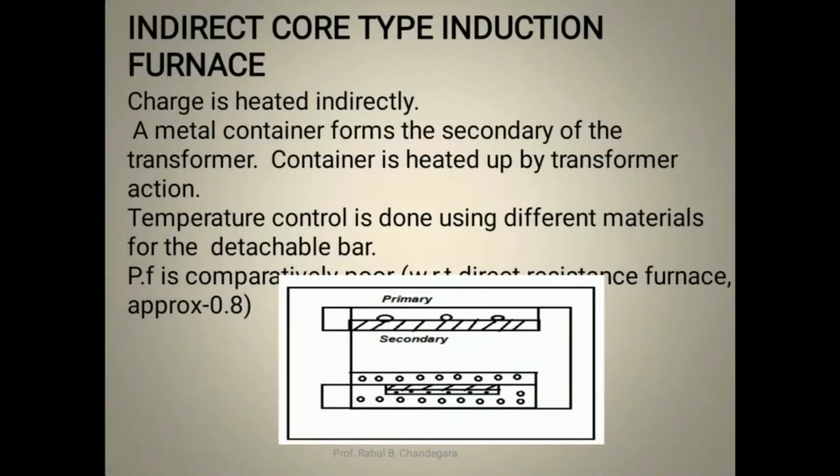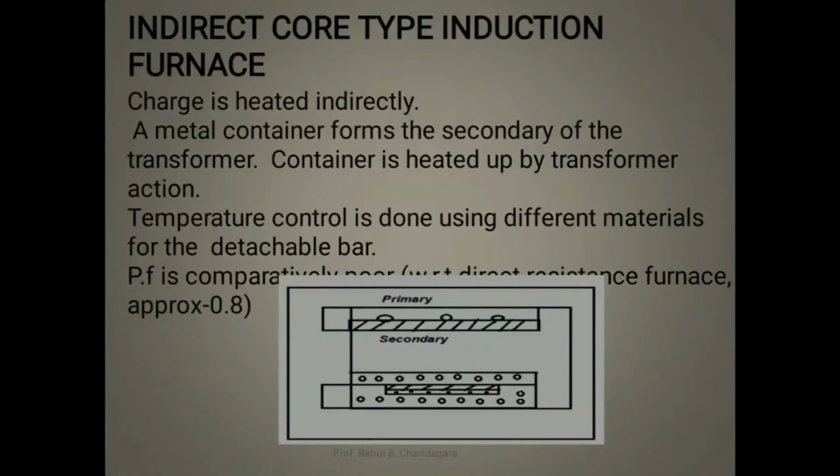The third type of low frequency induction furnace is the indirect core type induction furnace. The charge is heated indirectly, but in direct core type and vertical core type the charge is heated directly, whereas in this case the charge is heated indirectly. A metal container forms the secondary of the transformer. The container is heated up by transformer action. Temperature control is done using different material for the detachable bar. Power factor is comparatively poor in this case of indirect core type induction furnace.